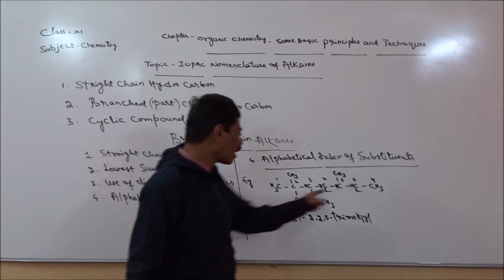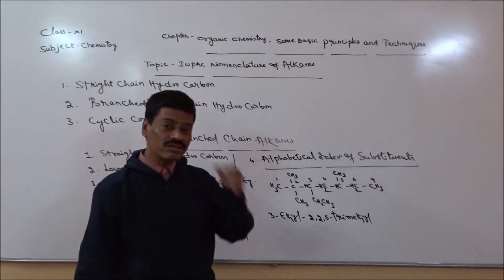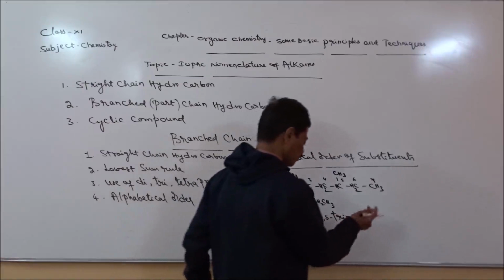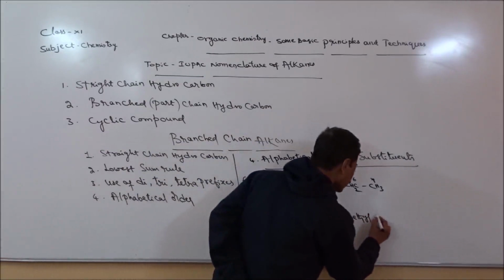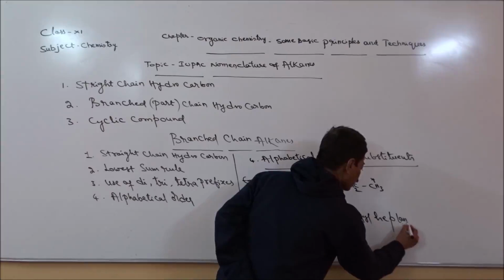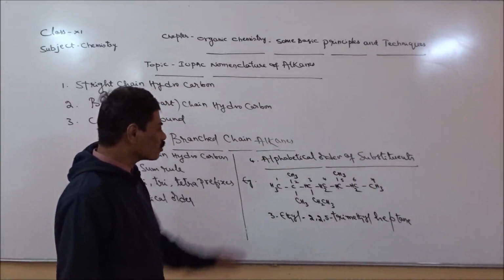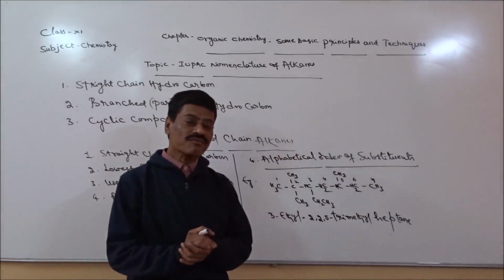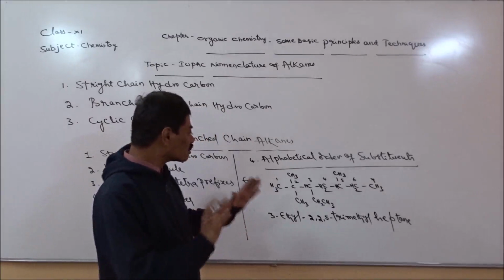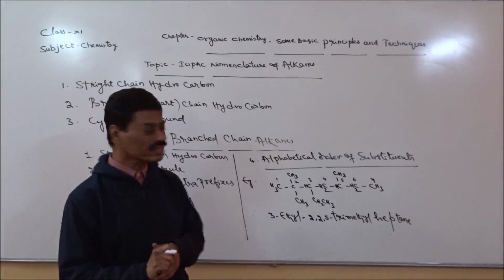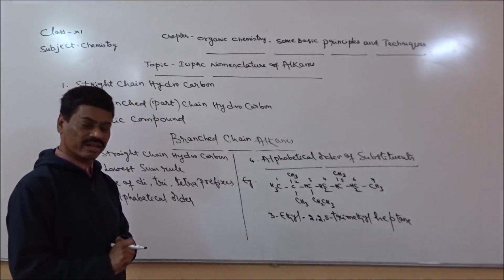Now, the long chain has 7 carbon atoms, 1, 2, 3, 4, 5, 6, 7. So it is a derivative of the alkane heptane. So 3-ethyl-2,2,5-trimethyl heptane. Then now we give names. Right, children? So alphabetical order refers to the first letter of the alkyl groups. That's about alphabetical order of substituents. In that way, the given saturated hydrocarbon is named. Thank you, children.